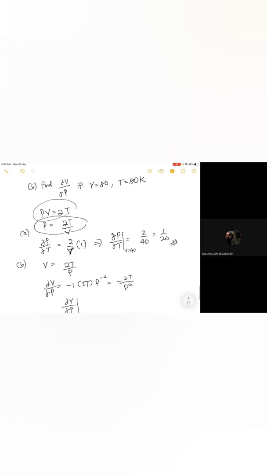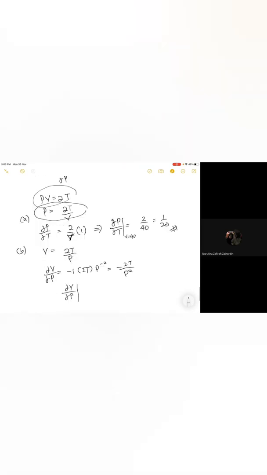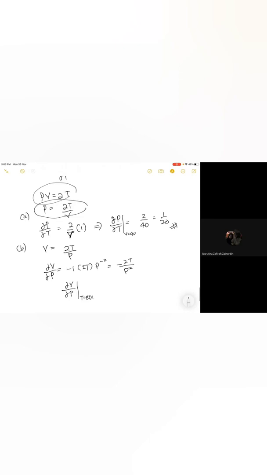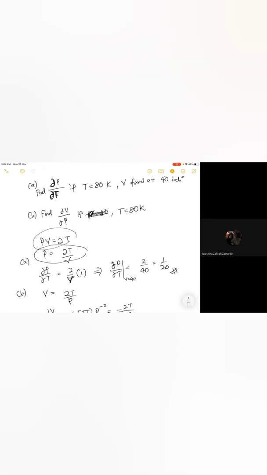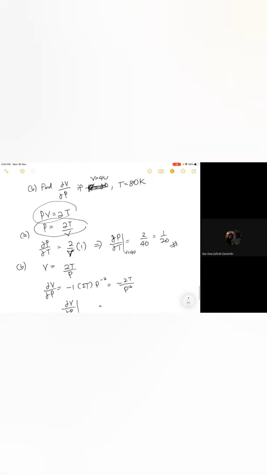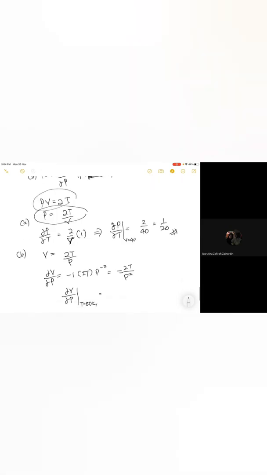So given T equals 80 Kelvin, this is V equals 40. Temperature 80, volume 40. And then the volume 40, temperature 80. Okay, V equals 40.